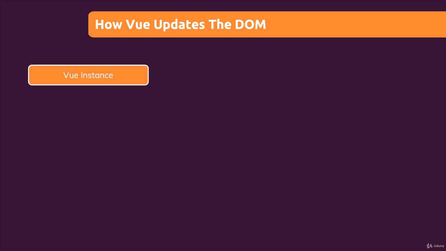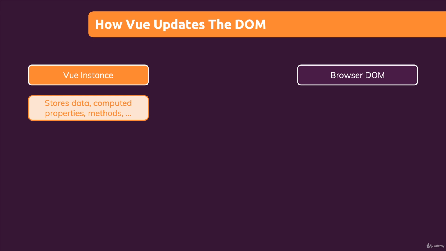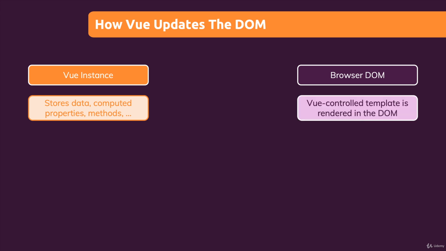We got our Vue instance, our Vue app, and we got the DOM, the browser DOM, so the HTML content rendered by the browser, and therefore essentially what the user is able to see on the screen. Our Vue app, our Vue instance, stores data, computed properties, and methods, and the browser DOM is then influenced with help of that Vue-controlled template. That template content is rendered to the DOM, and during that rendering process, which Vue controls, the dynamic parts and placeholders, the interpolations and bindings are removed, and the actual values are inserted.